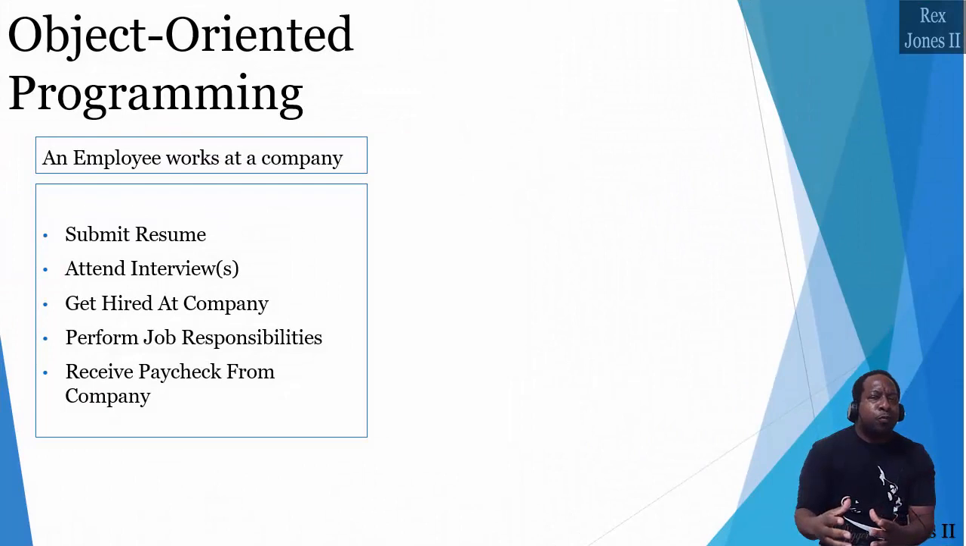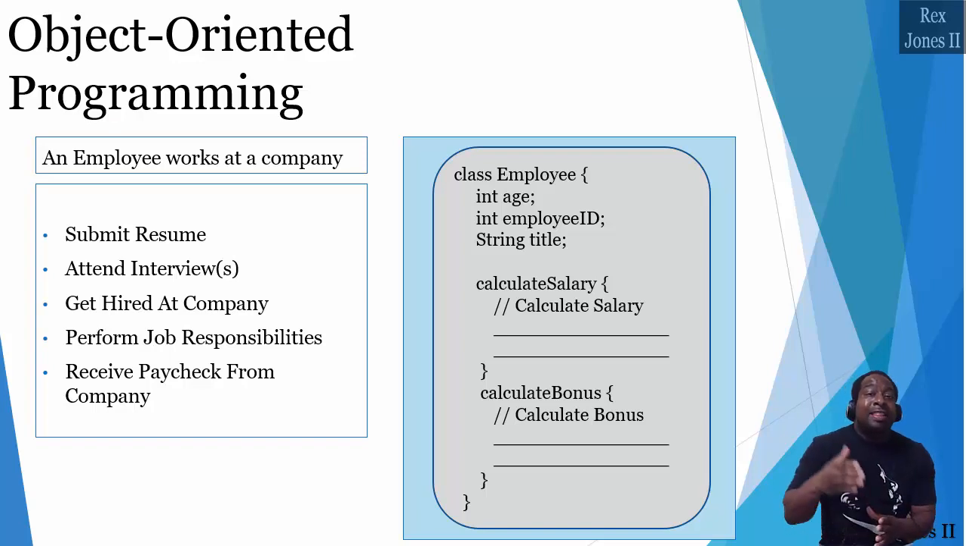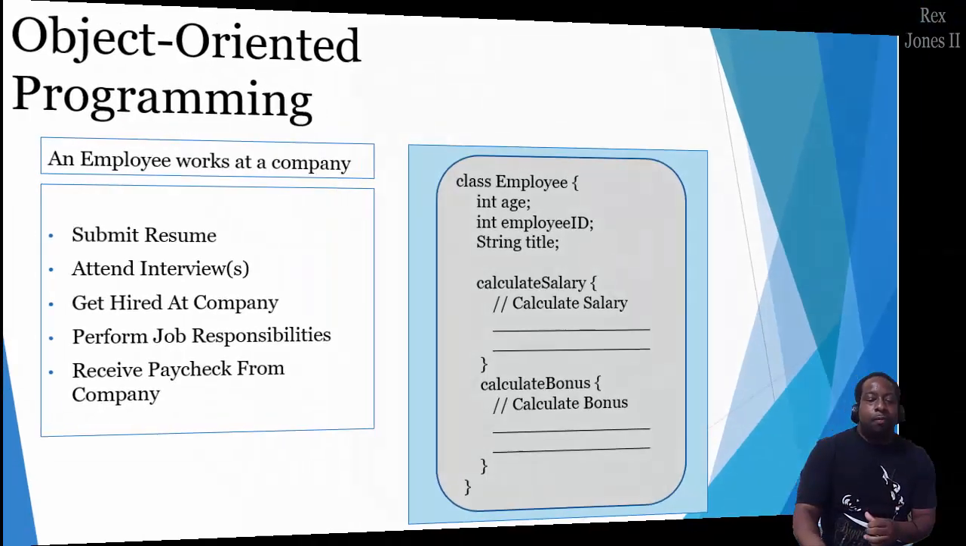Object-oriented programming is different. With this same example of an employee working at a company, our program has a class called employee. It's organized around data, and the data controls access to the code. We define the data, and we define the methods that are allowed to act on the data. The data is age, employee ID, and title, while the methods are calculate salary and calculate bonus.